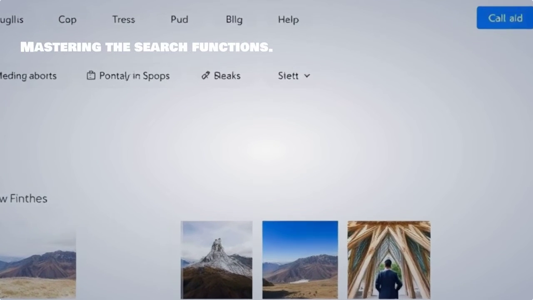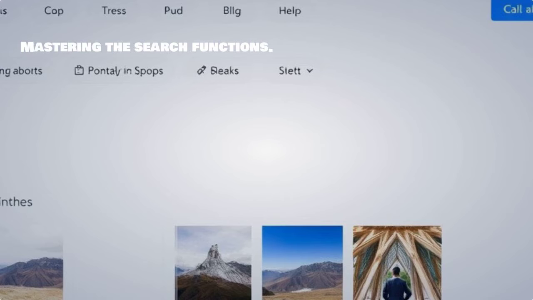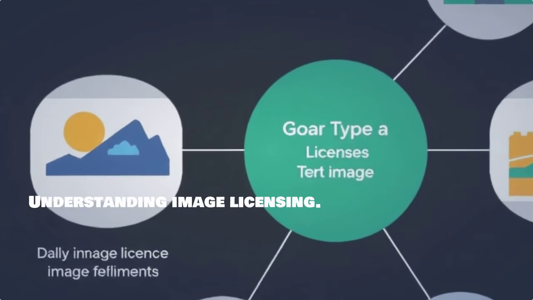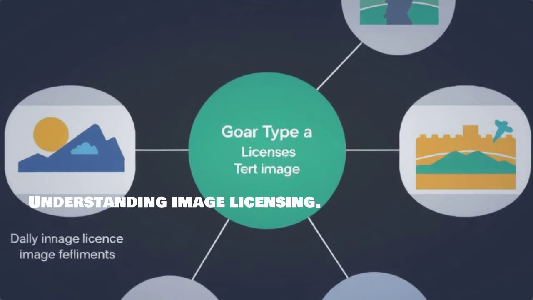Most stock photo sites come with various search functions and filters. Make use of these to find the perfect images. Understanding image licensing is crucial. Always read the terms to know how and where you can use the images.